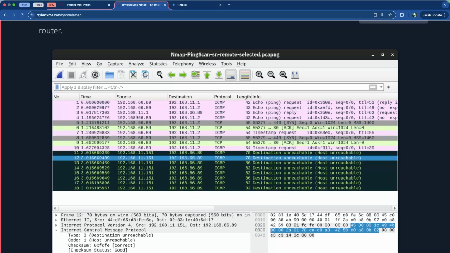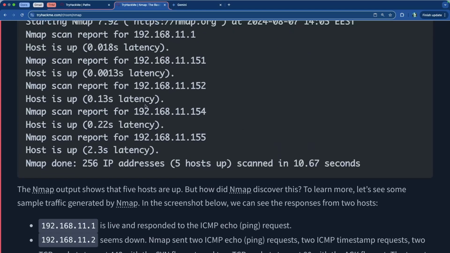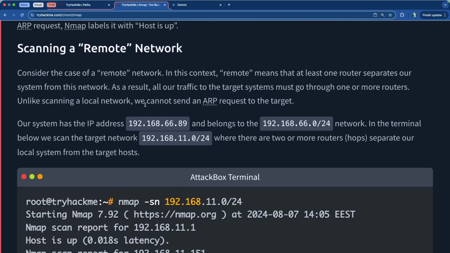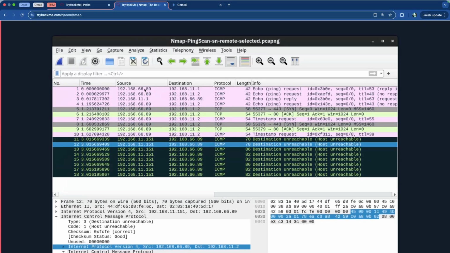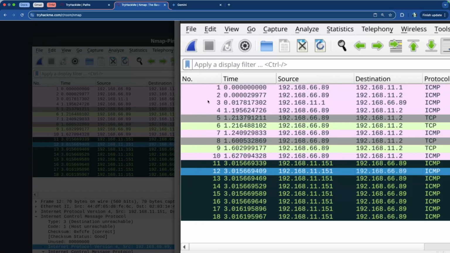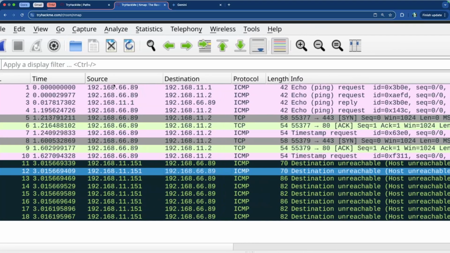If you pay attention to it, it's coming from our source IP, right? So what did we say that our source IP was? It was 66.89, and then we're scanning anything that is on 11 dot something, right? So we are looking at 66.89. Let me see if I can zoom in on this a little bit. So these are our sources, right? 66.89 is contacting 11 dot whatever, and 11.1 responded back to us. So the echo reply came back to us. So we know that at least 11.1 is up.